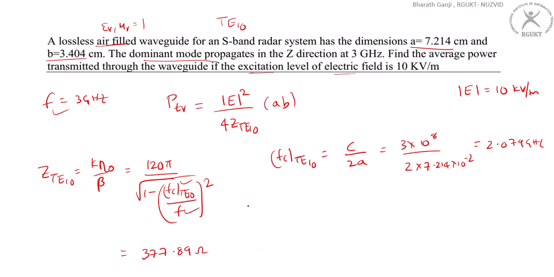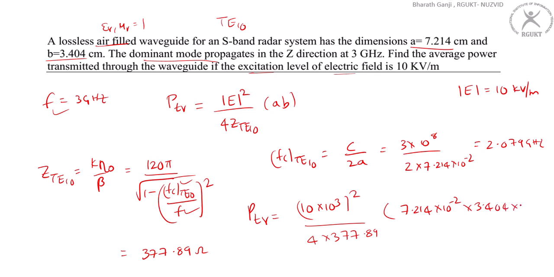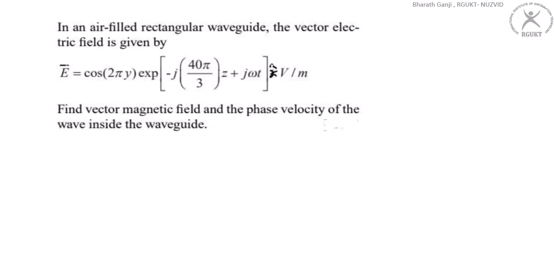So the power transmitted is nothing but 10 into 10 to the power of 3 whole square divided by 4 into 377.89 into 7.214 into 10 to the power of minus 2 into 3.404 into 10 to the power of minus 2. So if you solve this, you get an answer of 162.453 watts, right? So that's how you solve this. Okay, so let's move on to the next one.